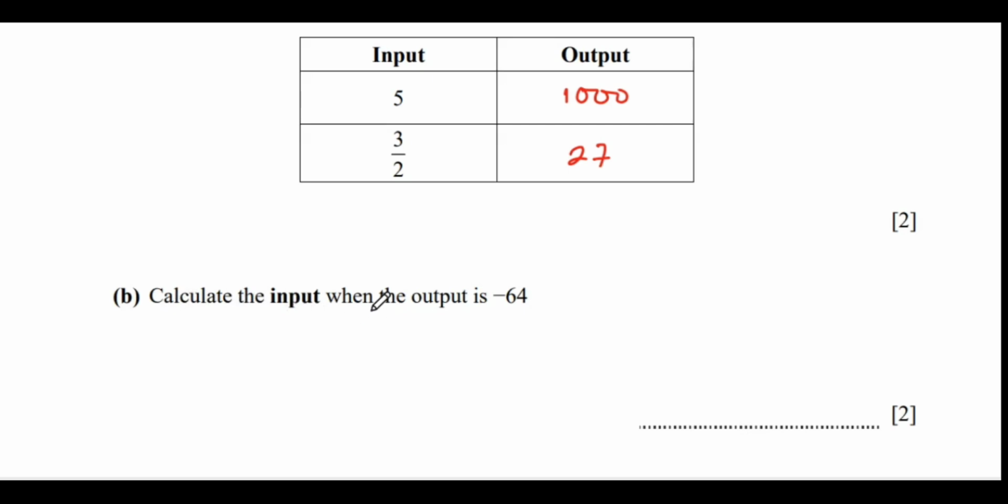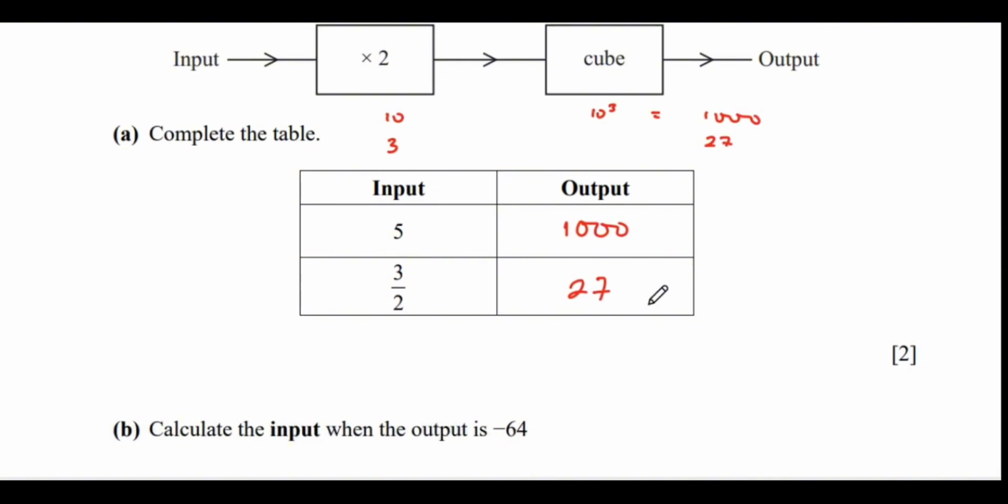Okay, so they now ask us to calculate the input when the output is 64. So this time around, we are no longer moving from input to output, rather we are now coming from output to what? Input. So we are going to take opposite of whatever operation that we have taken here. So that will give us from minus 64, we have to take square root. Okay, cube root now. Okay, cube root, we have to take cube root.